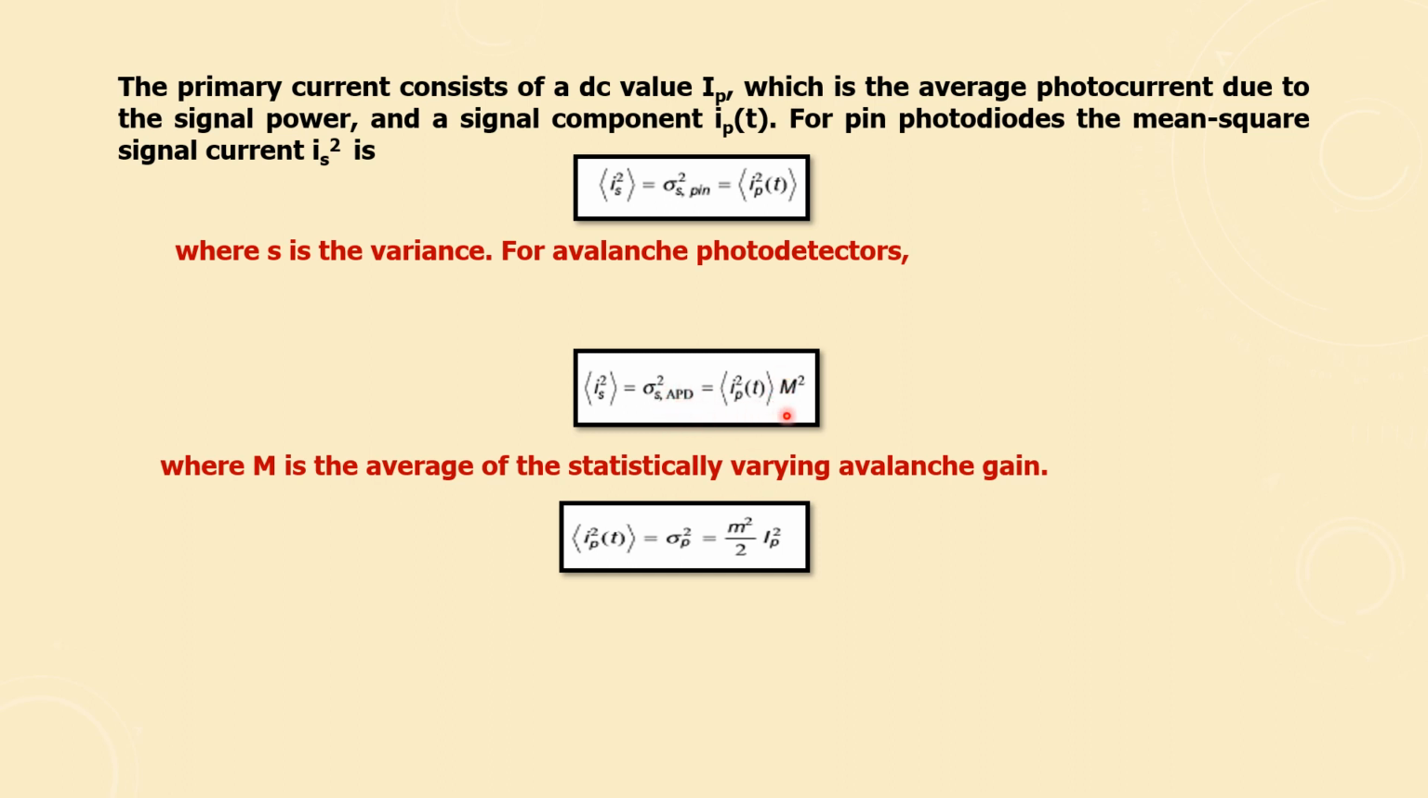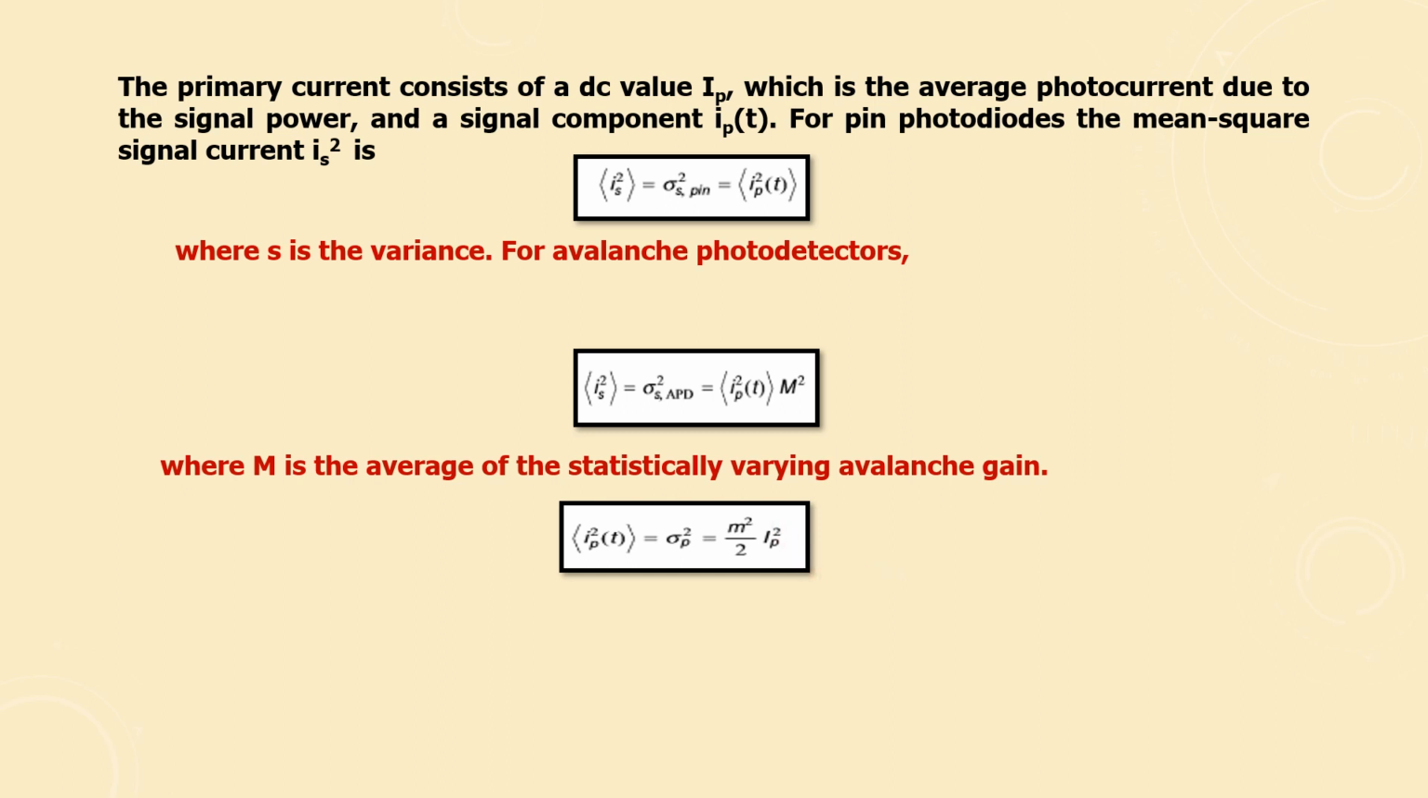Now, capital M is a factor only for the avalanche photodiode. Why? Because the pin photodiode is a non-multiplying type, so we represent it only in terms of current. But the avalanche photodiode is a multiplying type, so there will be an avalanche multiplication factor capital M, which will be represented as M square here. So finally we can write the mean square value of photocurrent as M square by 2 into IP square, where IP is the photocurrent.